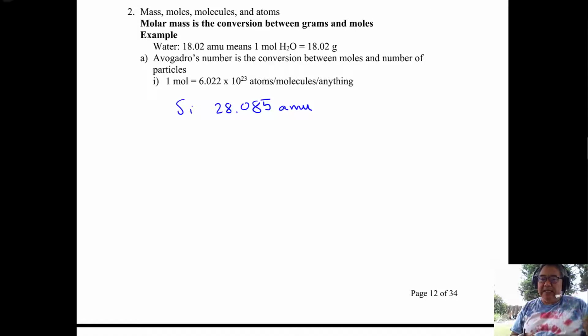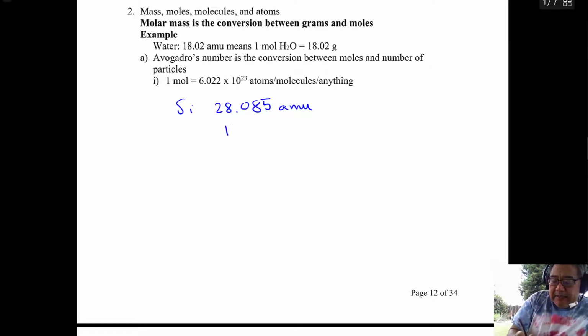And then we introduced the idea of Avogadro's number. So if I have a mole, and a mole is like a dozen, but it's just a much bigger number, 1 mole of Si, and 1 mole of anything for that matter, is 6.022 times 10 to the 23rd. In the case of silicon, it would be silicon atoms.